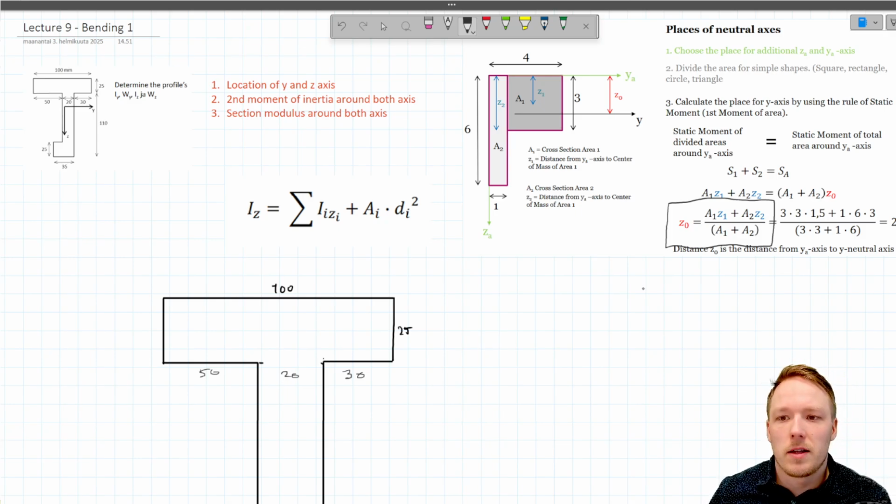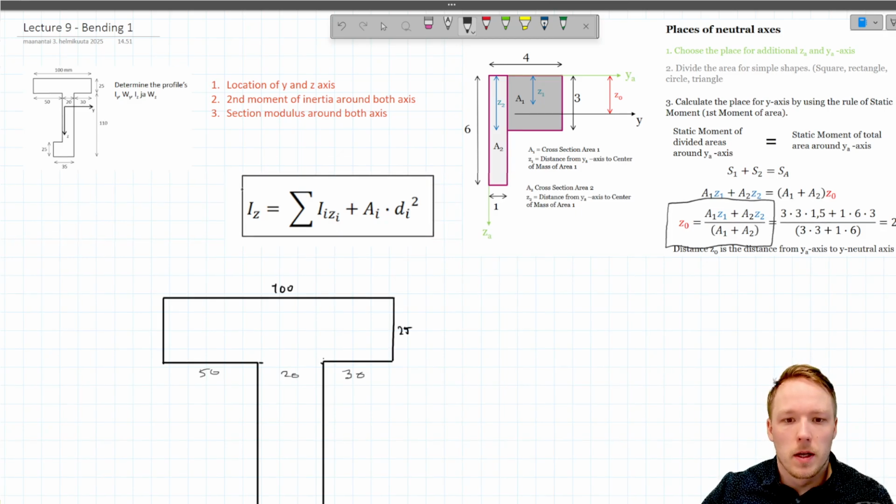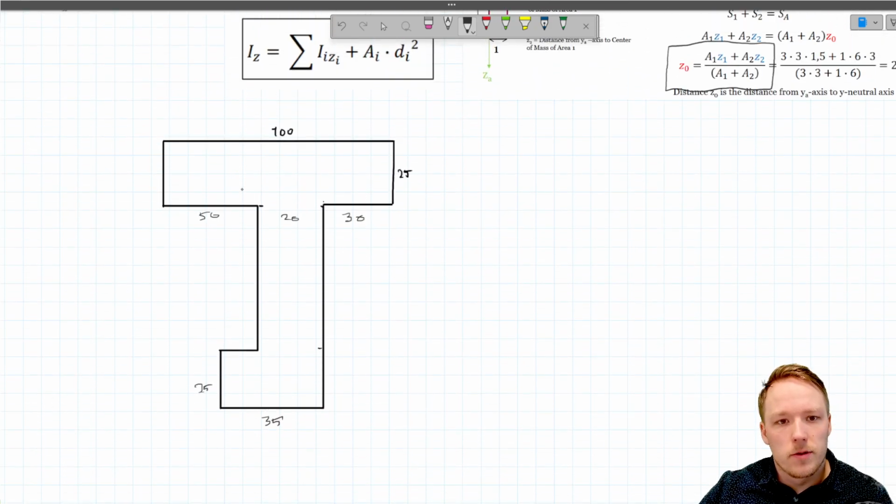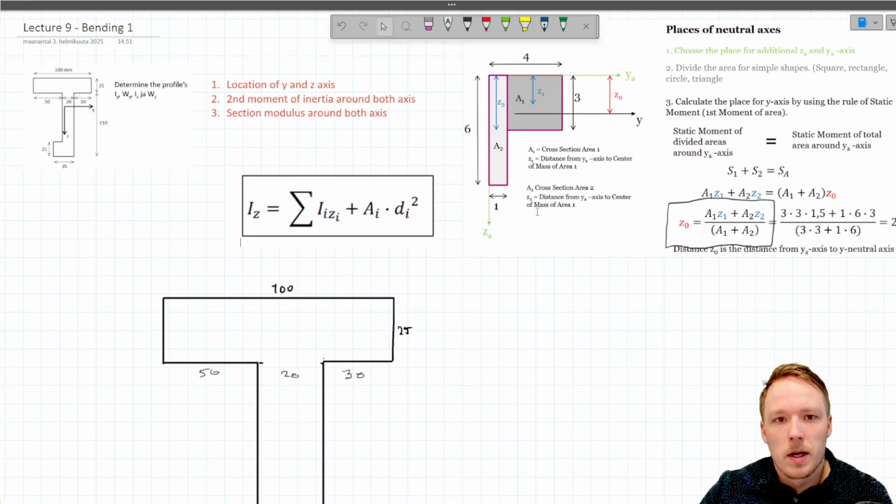After we have defined the location of the neutral axis for this profile, we can finally calculate the second moment of inertia for the profile using this equation. So here I have drawn this profile with some of the basic dimensions shown.